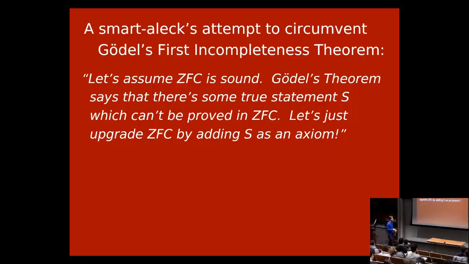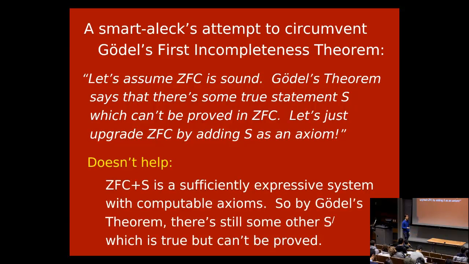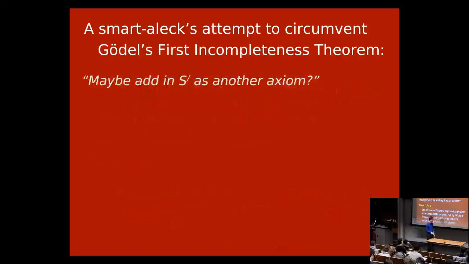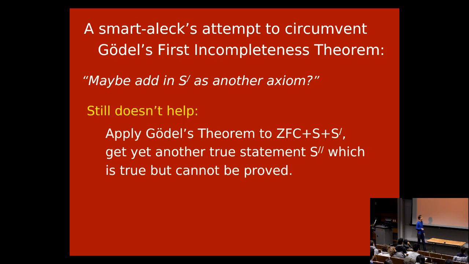Yeah, exactly. You can define a new set of axioms, ZFC together with S, in the same deductive calculus. But then you can just apply Gödel's theorem to it again. ZFC together with S still can talk about Turing machines and so forth. It still has computable axioms. So by Gödel's theorem, there's some other true statement S prime that you cannot prove. So you could say, great, I'll add in S prime as another axiom, but this doesn't help. ZFC together with the axiom S, together with the axiom S prime, whatever they are, you can apply Gödel's theorem to it and get a new true statement, S double prime, which is true, but cannot be proved.